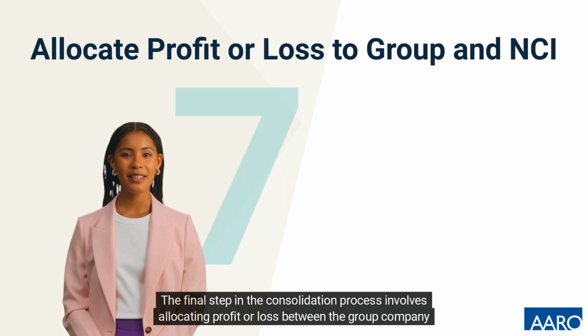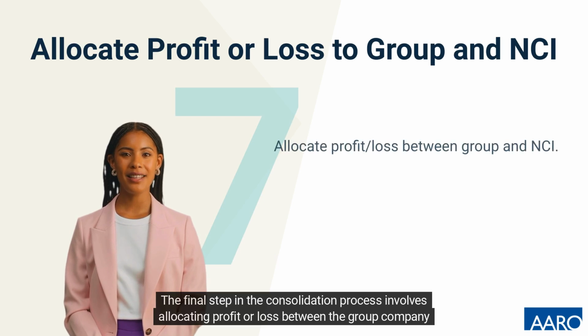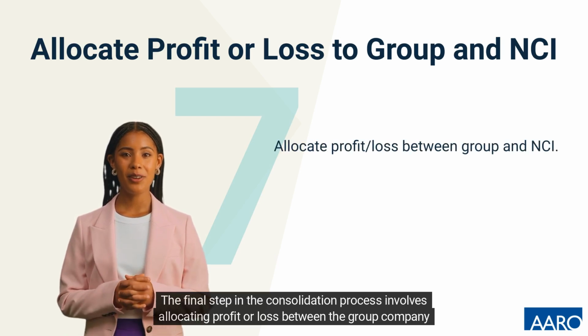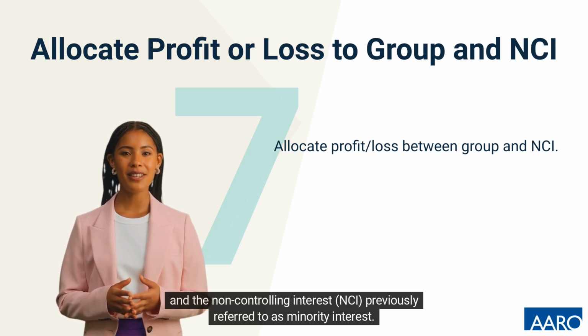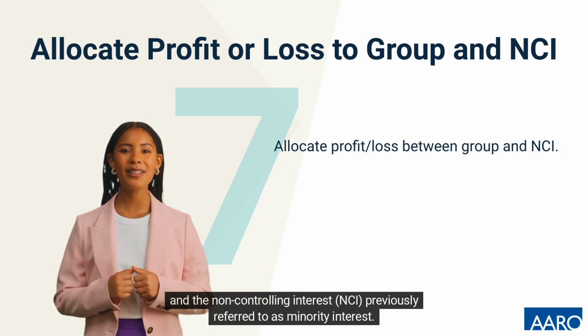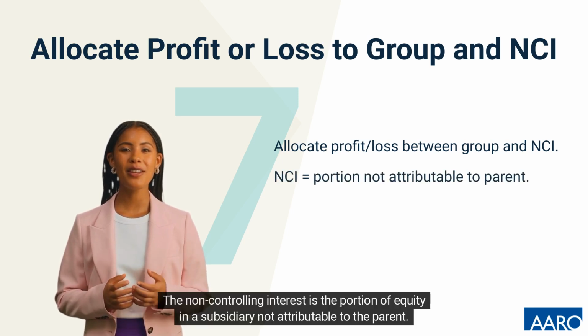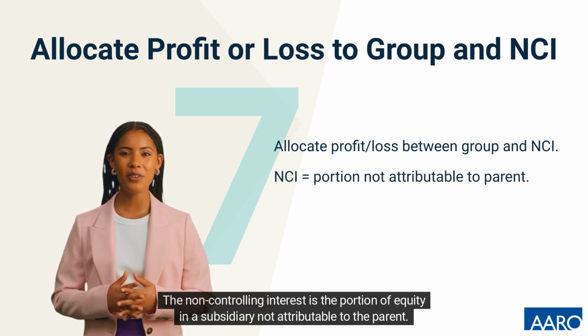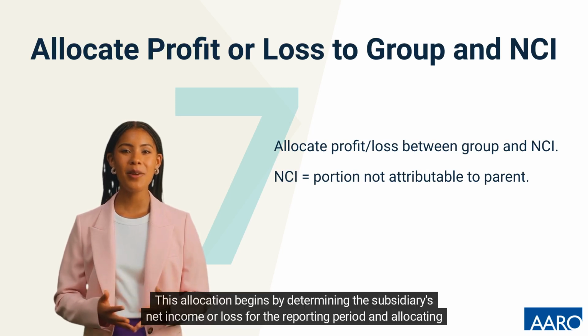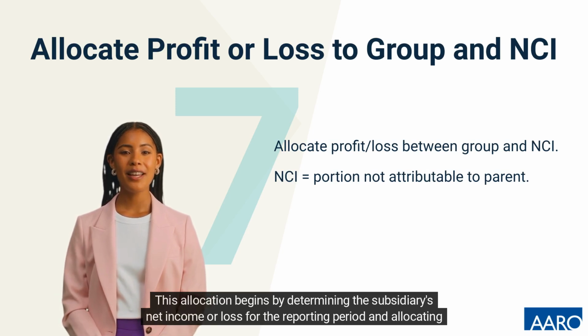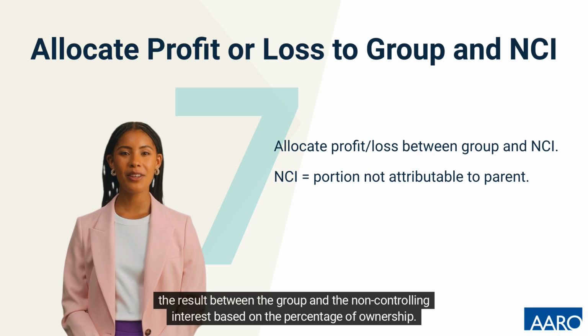The final step in the consolidation process involves allocating profit or loss between the group company and the non-controlling interest, NCI, previously referred to as minority interest. The non-controlling interest is the portion of equity in a subsidiary not attributable to the parent. This allocation begins by determining the subsidiary's net income or loss for the reporting period and allocating the result between the group and the non-controlling interest based on the percentage of ownership.